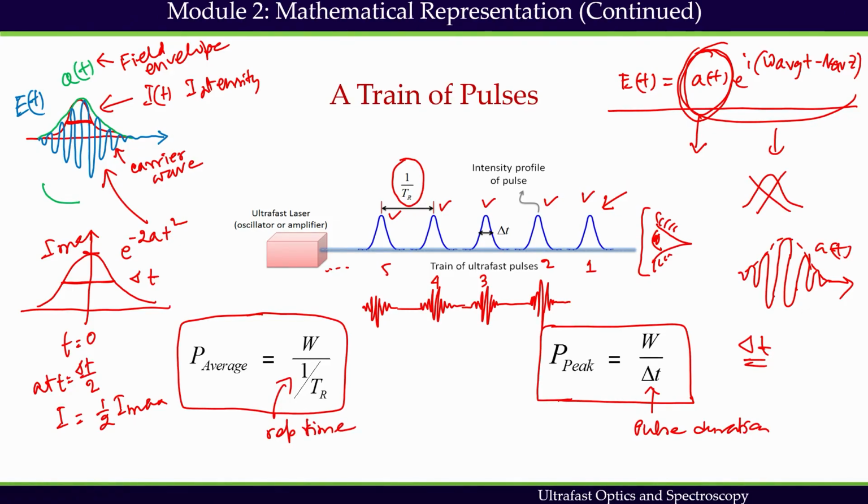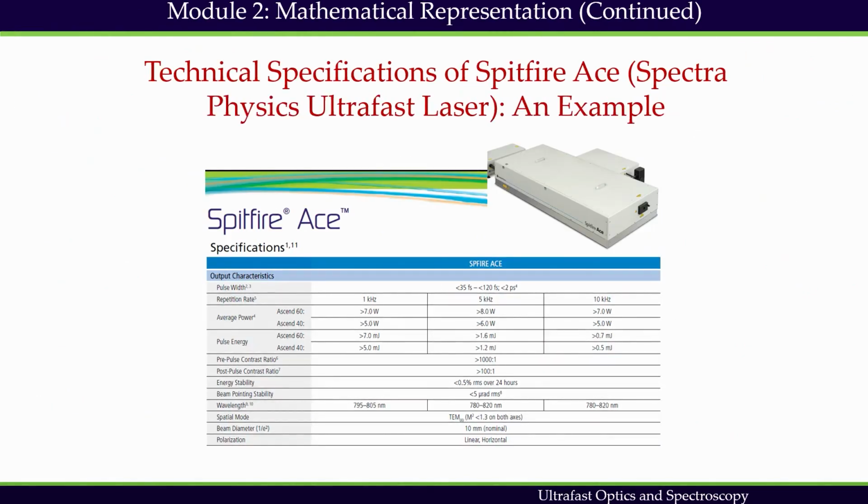So let's say we have these two quantities. We often use these two quantities to define an ultrafast laser source. We can take a look at the technical specifications of a commercially available ultrafast laser system, and then we'll be able to understand what each specification means.